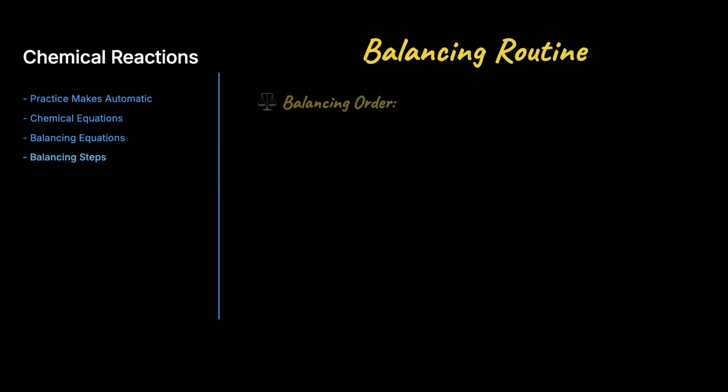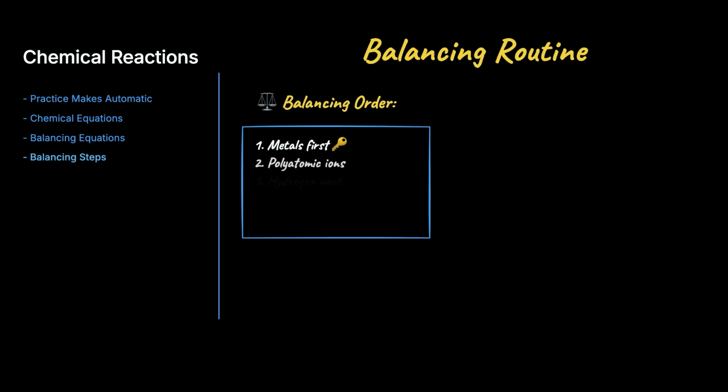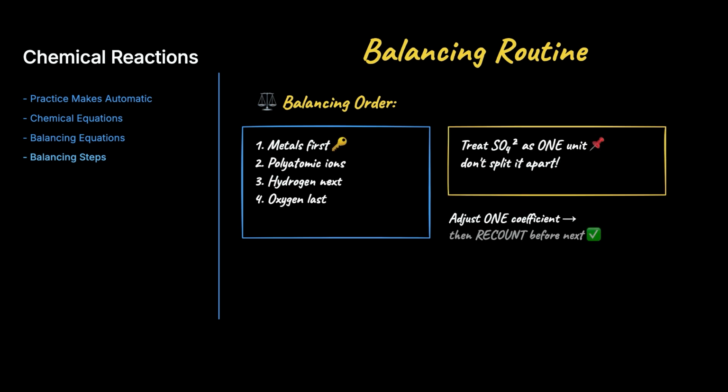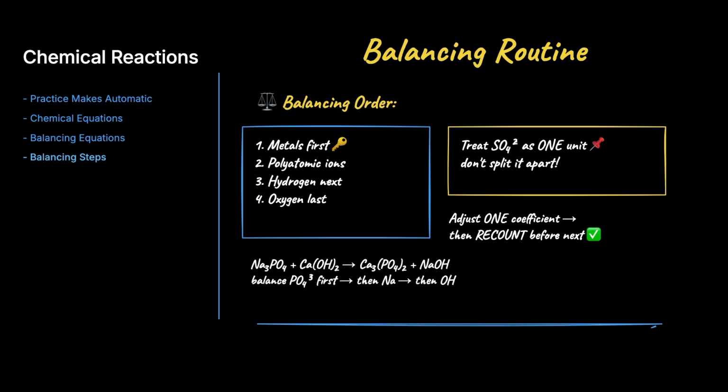A reliable balancing routine helps enormously. Count the atoms of each element on both sides. Balance metals and polyatomic ions first, saving hydrogen and oxygen for last. Adjust one coefficient, then recount before moving on. When a polyatomic ion appears unchanged on both sides, treat it as a single unit rather than breaking it apart.